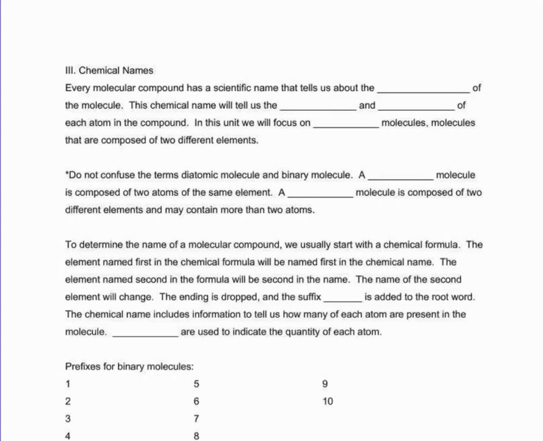All right, so we're on to the third video for Unit 6, and we're talking about chemical names now, specifically chemical names for molecular compounds. We talked about names for ionic compounds in the previous unit, and now molecular compounds. So every molecular compound has a specific scientific name, and it tells us about the composition of the molecule.